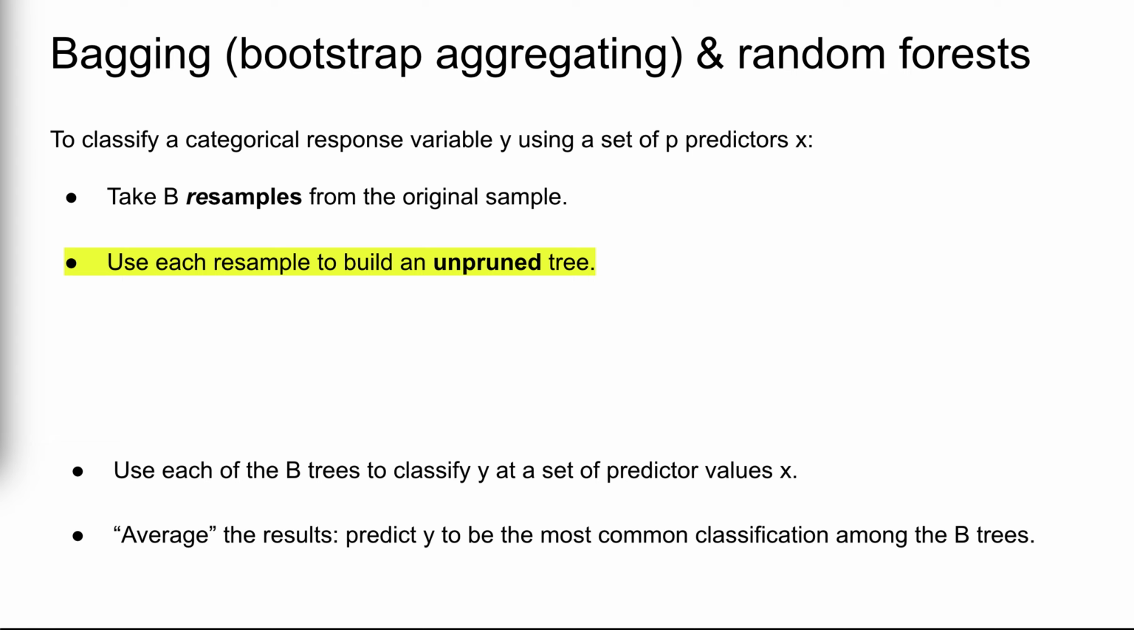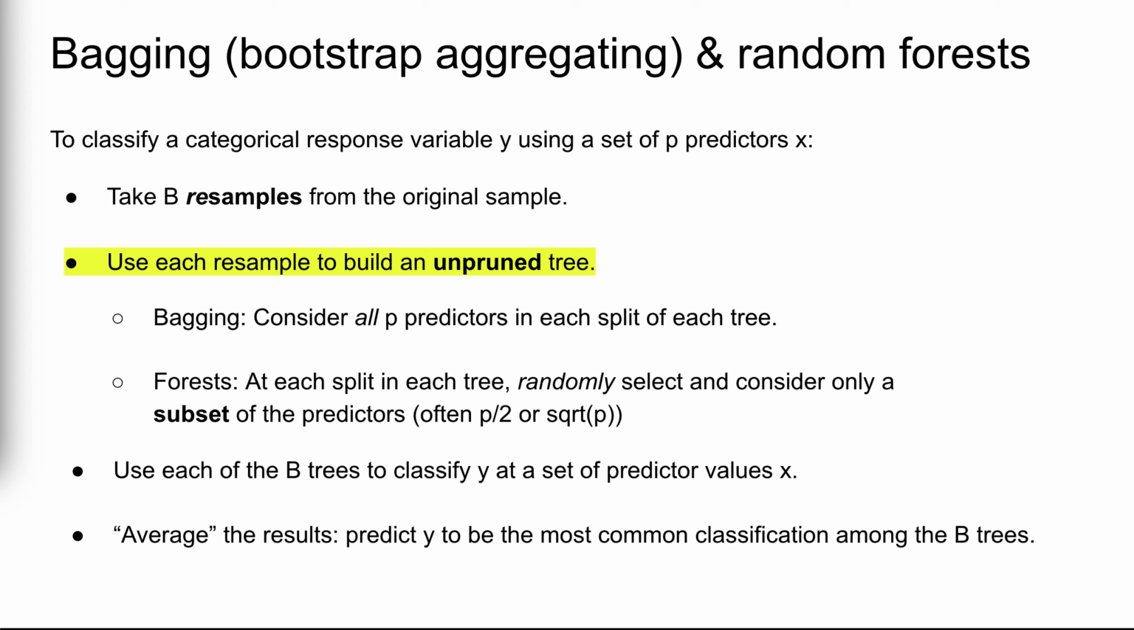Finally, it turns out that the forest and bagging algorithms take different approaches to building the unpruned resample trees. Whereas bagging considers all p predictors in each split of each tree, hence can end up using any one of these predictors, forests narrow the scope. At each split in each tree, the forest randomly selects and considers only a subset of the predictors. Often this subset consists of either half of the possible predictors, p over 2, or the square root of the number of predictors. To understand the implications, pros, and cons of this choice, let's consider some examples.